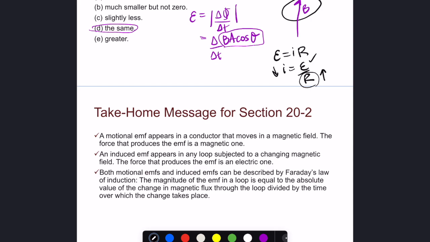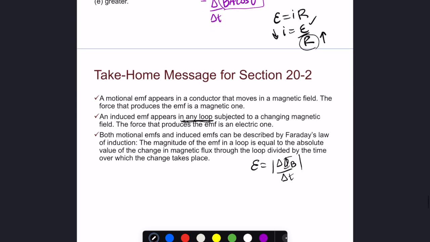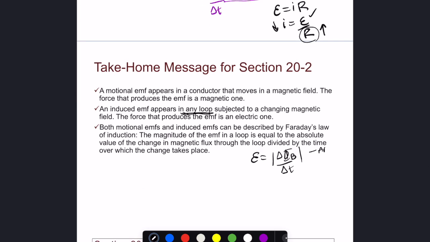And then an induced EMF appears in any loop subject to a changing magnetic field, okay? And for motional EMF and induced EMF, you use Faraday's law to figure out how much EMF is produced, right? And Faraday's law is simply that the EMF or the voltage produced is the change in flux through that area over the change in time, okay? And there's three ways to change the flux. Change it by changing the area, the magnetic field, or the angle, okay?